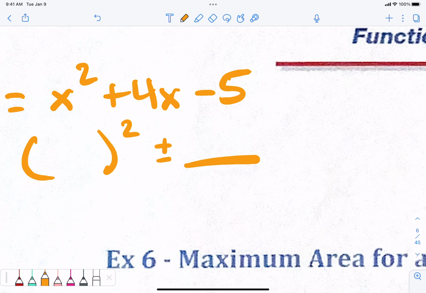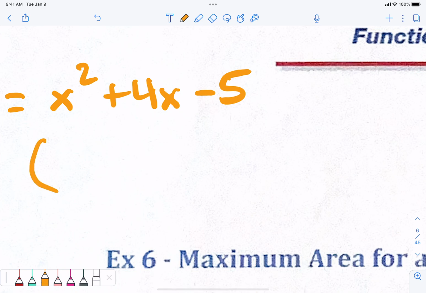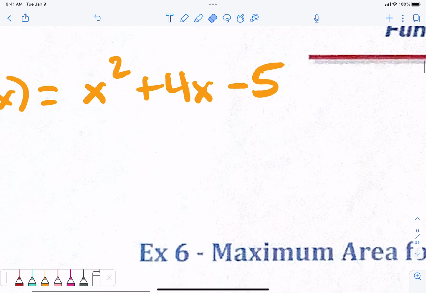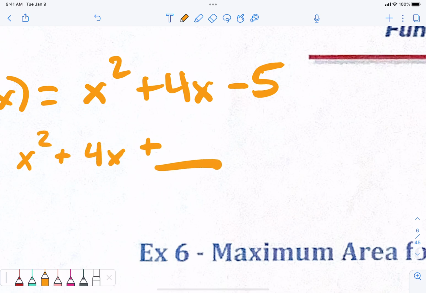Vertex form. Get that in your brain. That's the setup we want to eventually have happen. I want to break this down so that I eventually get to something squared, kind of like when we're completing the square. This is the confusing part. Usually when completing the square, we have x squared plus 4x plus blank equals 5 plus blank.